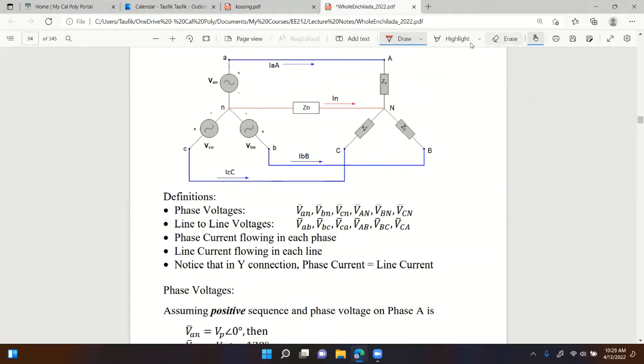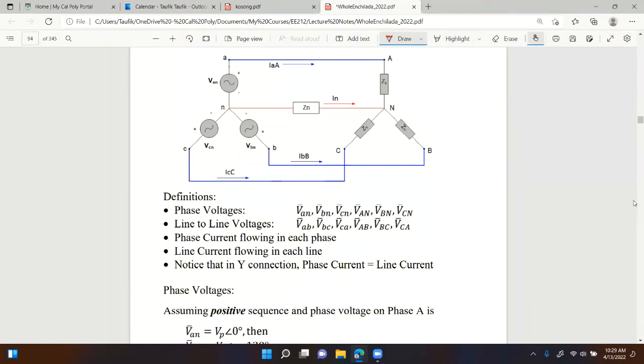Then the next thing I would like to go over is definitions or terms. Please pay attention, because if you don't know the terms that I'm going to explain, it's going to get confusing for the other three circuits. The first one I want to introduce to you is what we call phase voltage and line voltage. In a three-phase circuit, we will have line voltage and phase voltage. So let's look at the definition first.